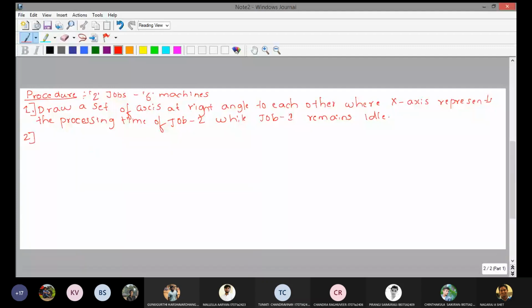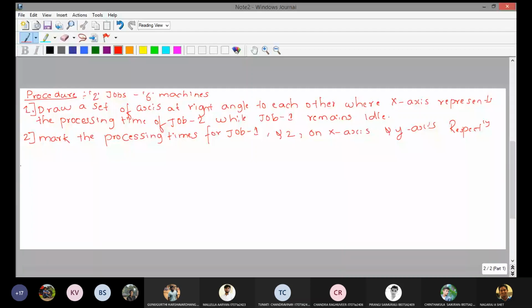Now, after completing the axes, we have to mark the processing times. It's very simple. Why I'm telling this procedure: it will be helpful for any number of jobs. If you understand the process and the steps, now mark the processing time for job 1 and job 2 on the x-axis and y-axis respectively, based on the question, according to all the machines in order.